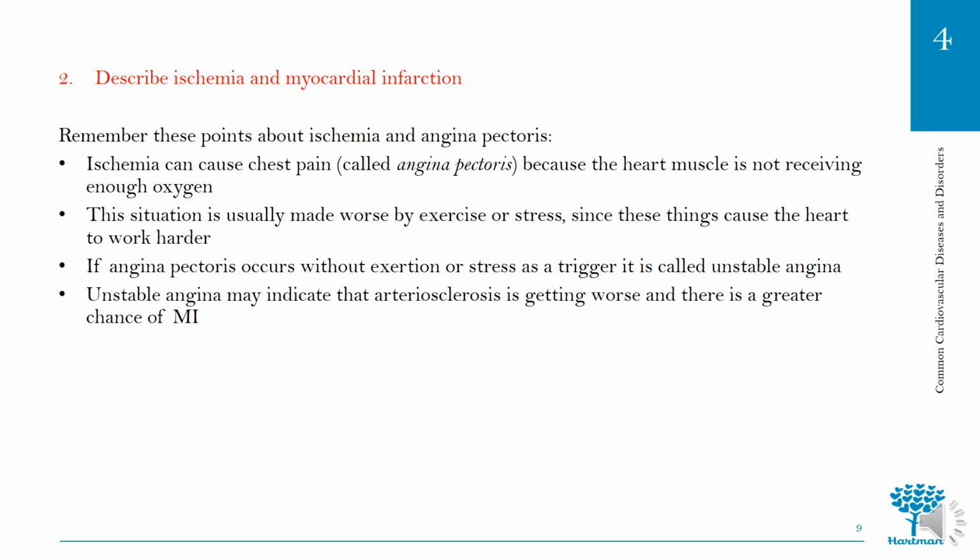This situation is usually made worse by exercise or stress, since these things can cause the heart to work harder. If angina occurs without exertion or stress as a trigger, it is called unstable angina. And unstable angina may indicate that atherosclerosis is getting worse and there is a greater chance of an MI. So what does MI mean?